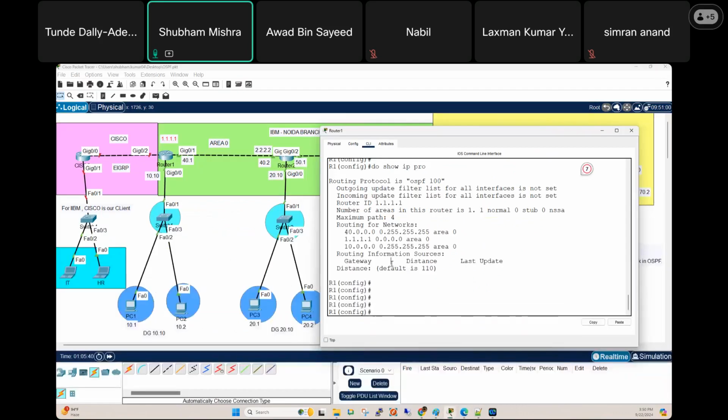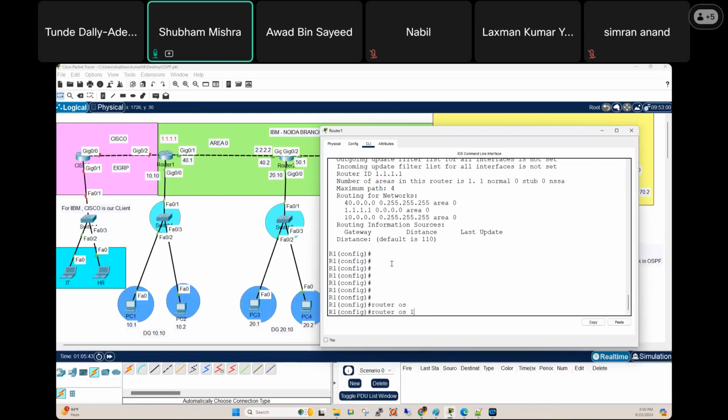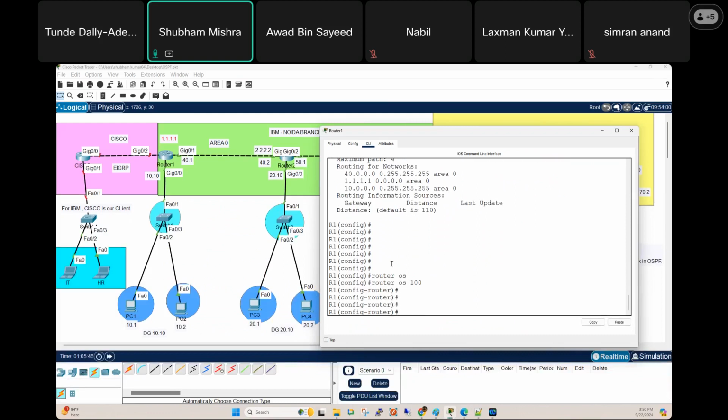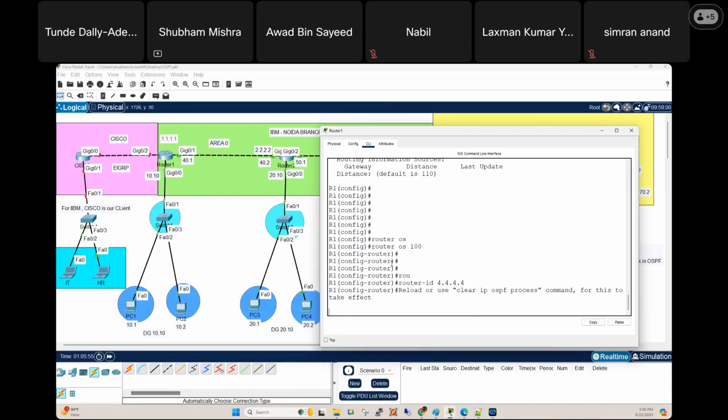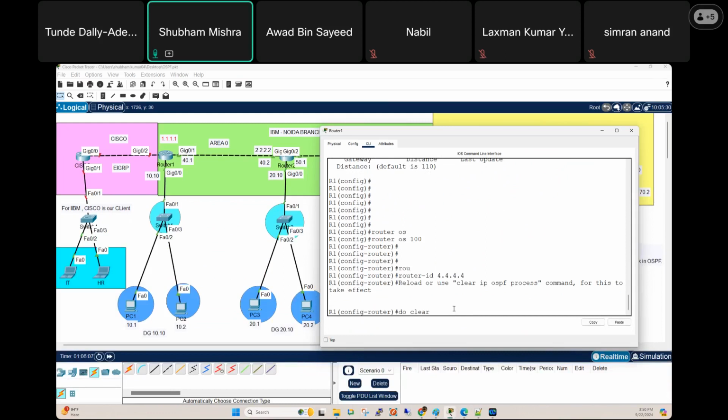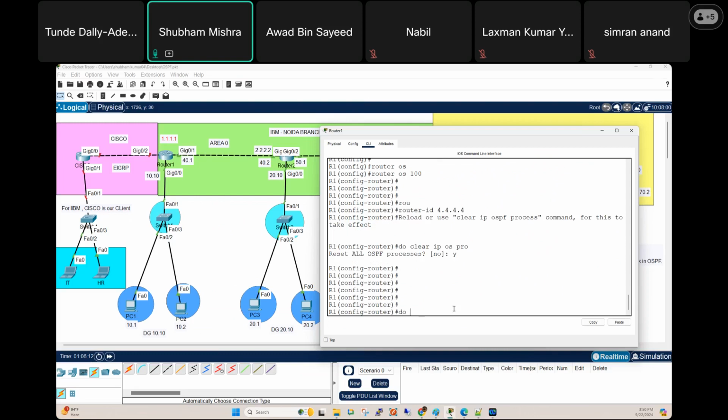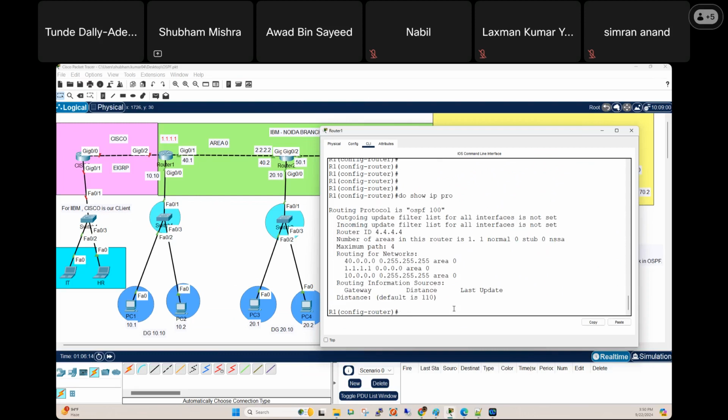See, on R1, router OSPF 100 we are running here. Yes or no? Yes. Then write router-id. For example, here I want to write 4.4.4.4. One more thing, see what is happening. When I press enter, you are getting the message to clear IP OSPF process. It means it is telling you that you need to write this command if you want to implement this. Are you getting my point? So I am writing clear IP OSPF process. Yes. Show IP protocol. See, now it changed.